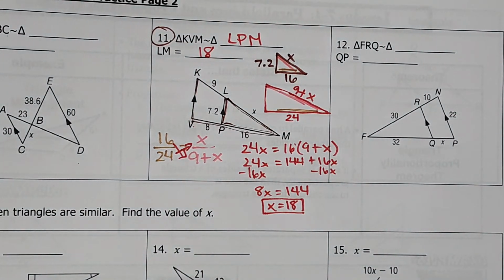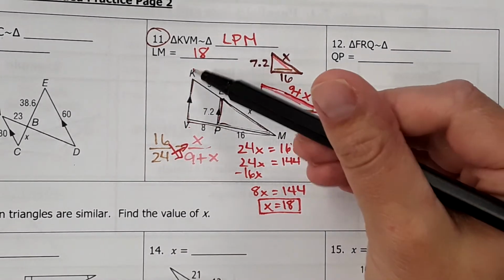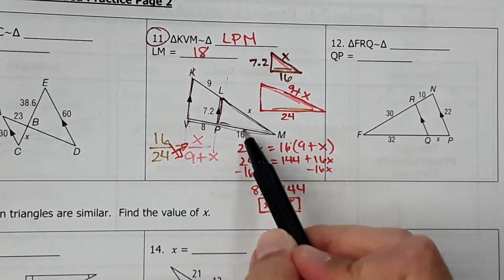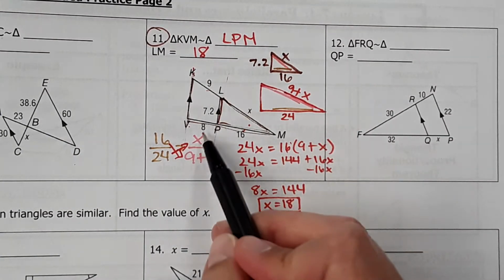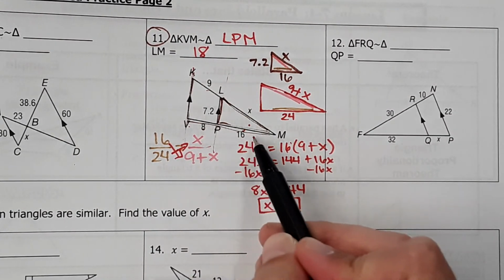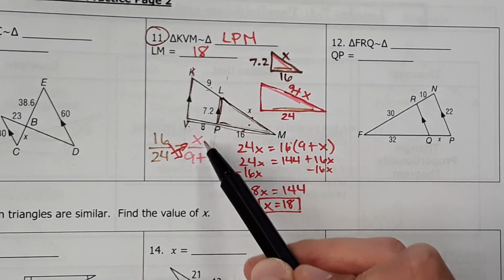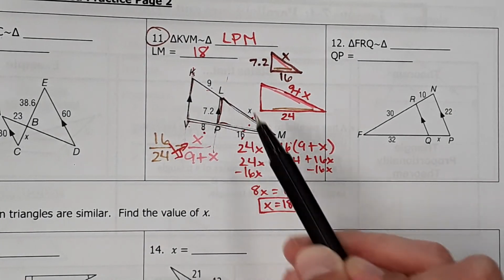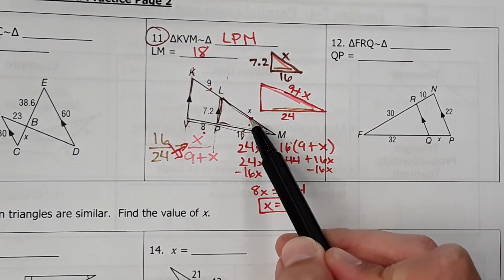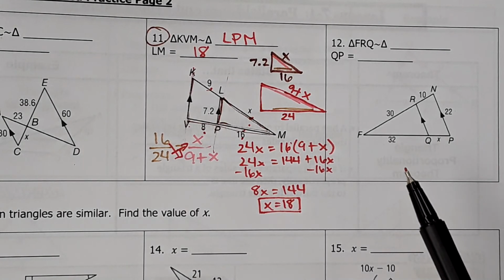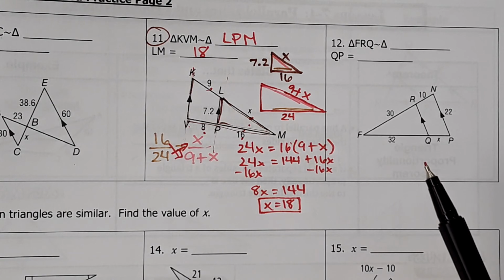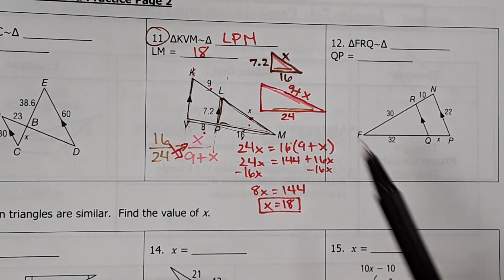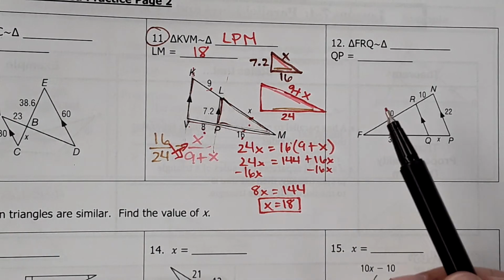I do want to show you a shortcut on this one. Tomorrow we're going to learn that if these two lines are parallel, then these parts are proportional. So if these lines are parallel, then 8 is in the same proportion to 16 as 9 is to this number. So if you notice 8 times 2 is 16, you can double 9 to get 18, and that would be a much quicker, easier way to solve this problem. So just so you are aware of the shortcuts that are coming. But of course, this would always work as well.